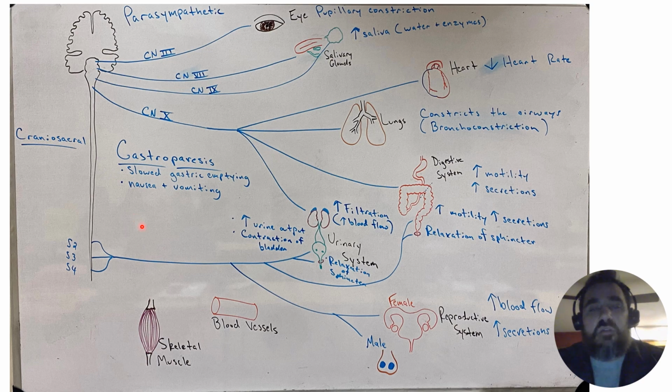It needs drugs like metoclopramide. Now, blood vessels and skeletal muscle: we'll see that those are affected more by sympathetic nerves because of vasoconstriction here and increased blood flow to skeletal muscle.